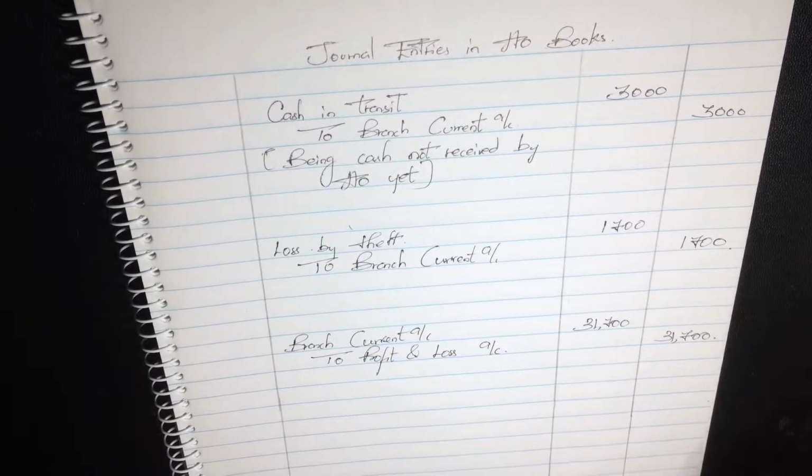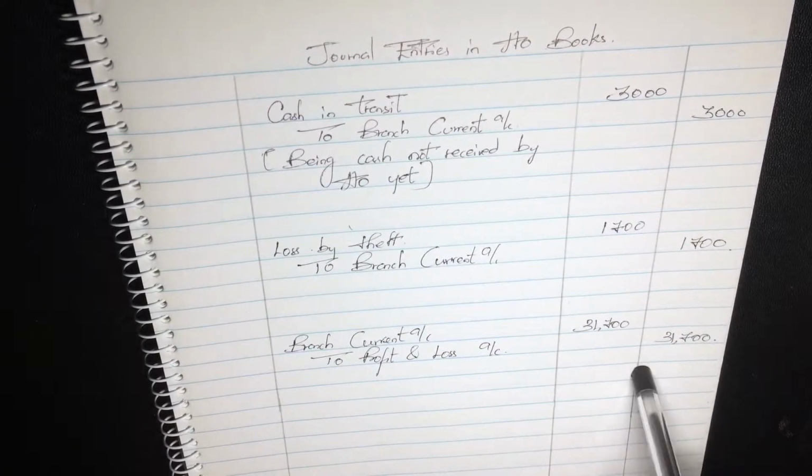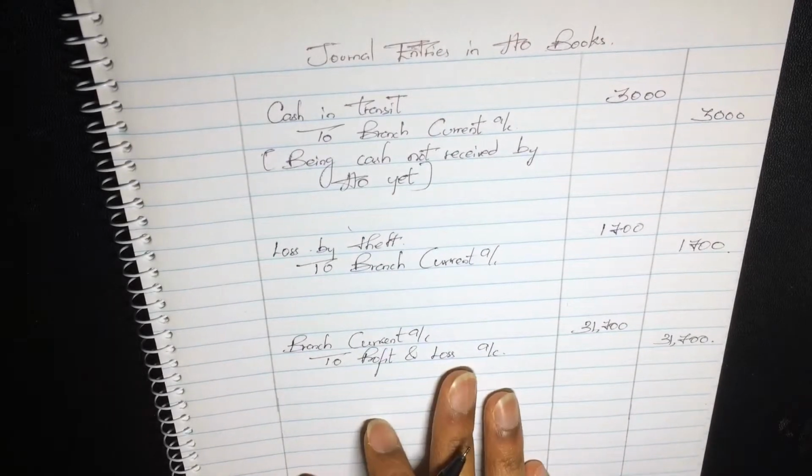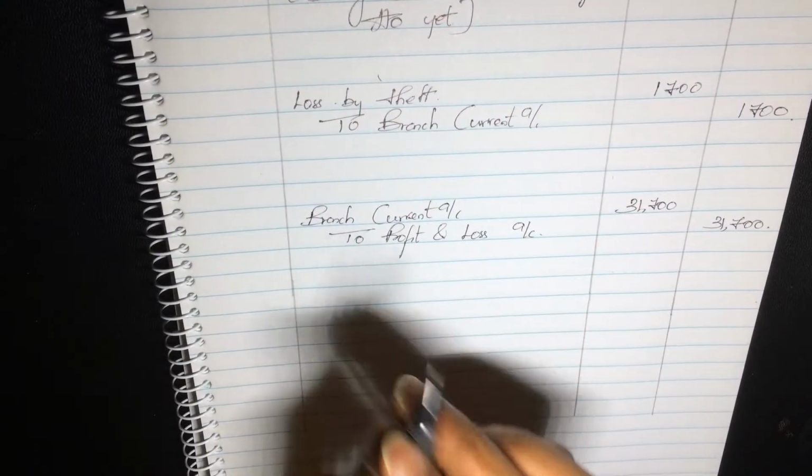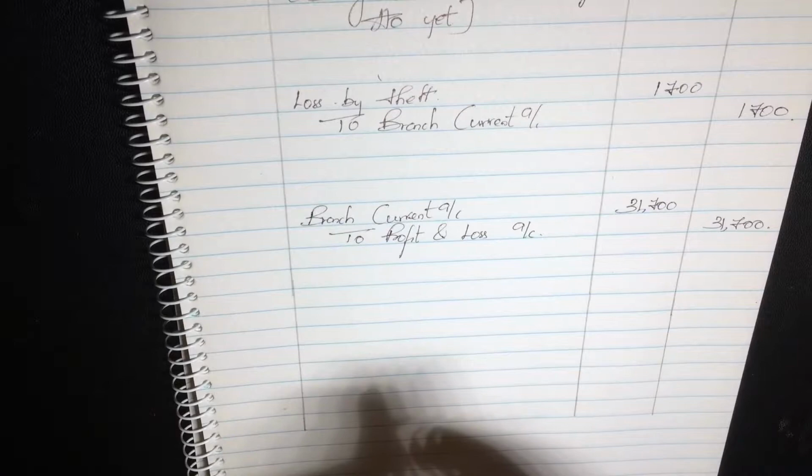Okay. So apart from this, the journal entry that we'll need to pass is incorporation of assets and liabilities. So there are some assets, fixed assets.